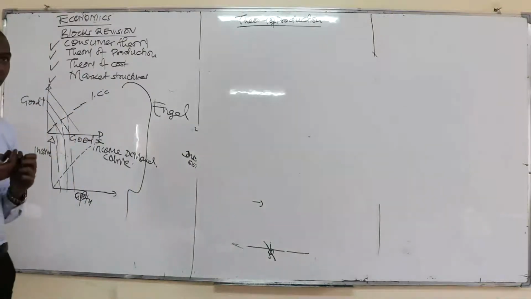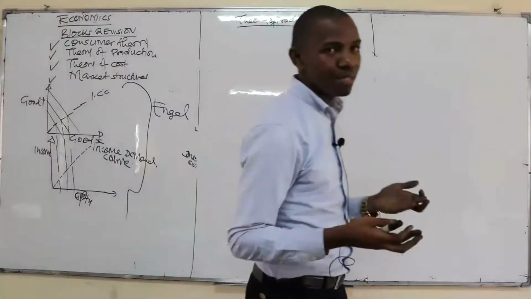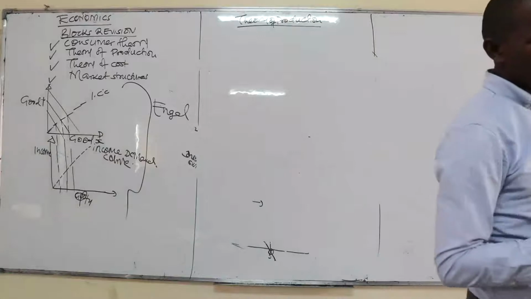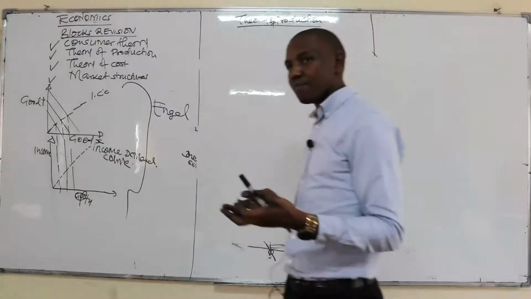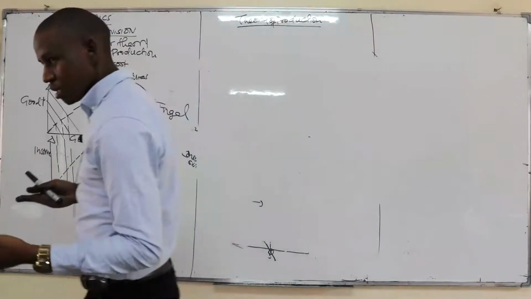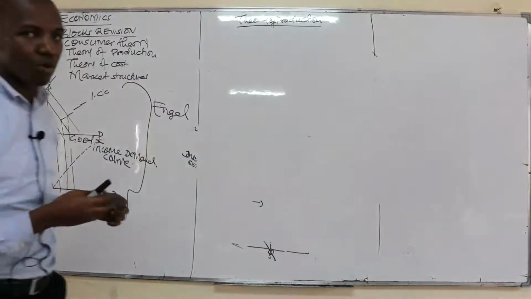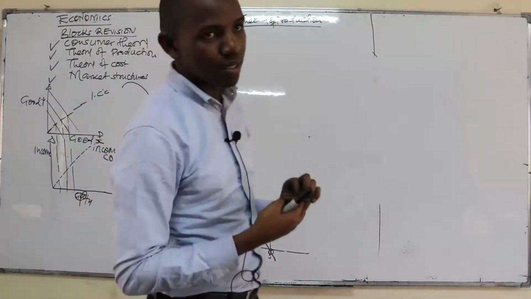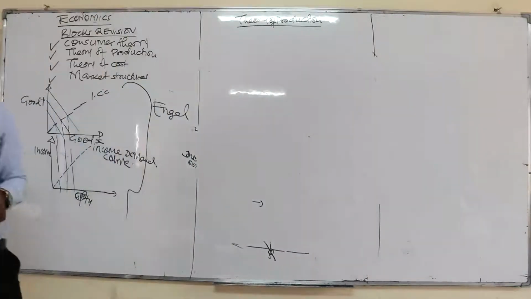Enterprise. You need to know the benefits, or the reward, for each factor of production. The reward for land in that case will be rent. Labor, wages. Capital, interest. And then for the enterprise is what? Profits.